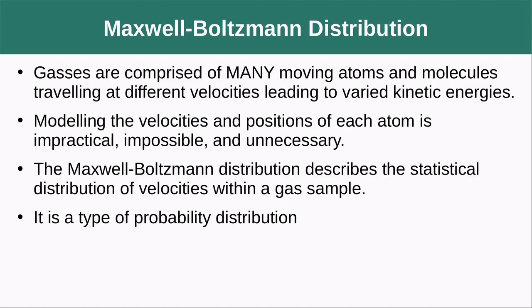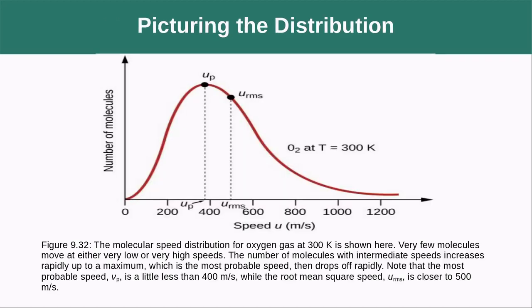So here, gases are comprised of many moving atoms and molecules traveling at different velocities, leading to varied kinetic energies. Modeling the velocities and positions of each atom is impractical, impossible, and unnecessary. The Maxwell-Boltzmann distribution describes the statistical distribution of velocities within a gas sample, and it's a type of probability distribution function, which is the same as what we saw for psi squared when we were talking about molecular orbital theory.